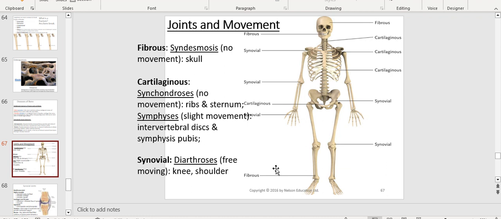Fibrous joints. Okay? Synovial joints, free moving. There's the knee, the elbow, the shoulder, the hip, fingers, synovial. And you'll see there the cartilaginous: there's synchondrosis, no movement. Here we're talking the ribs. Then we have cartilaginous symphysis, the greatest one there's the pubic symphysis, a little bit of movement, and intervertebral discs.